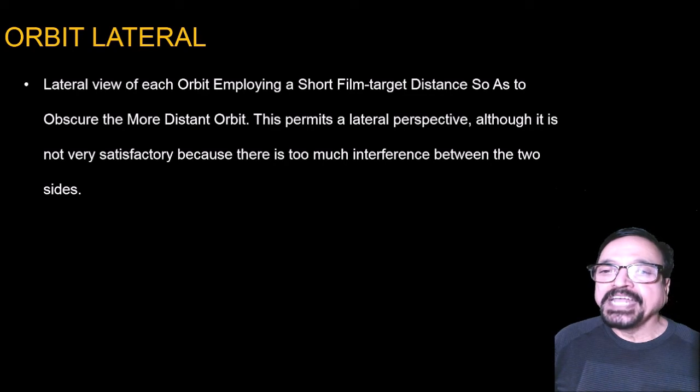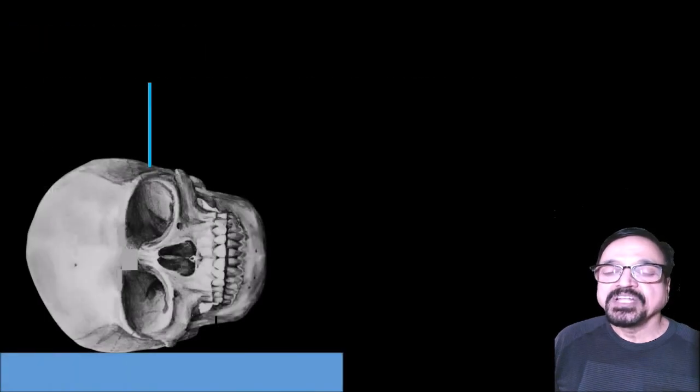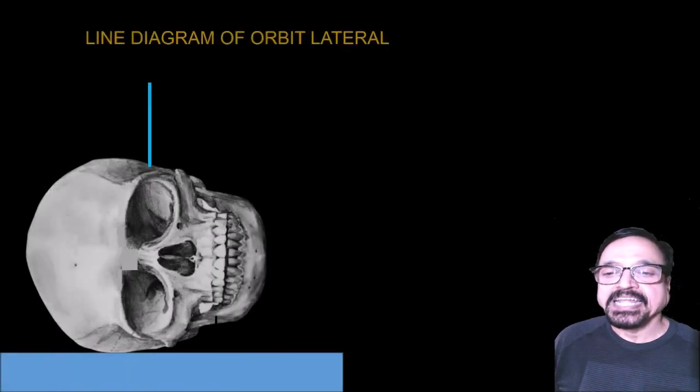Lateral view of each orbit employs a short film-target distance so that it obscures the more distant orbit. So if you reduce the distance, what will happen? The orbit which is close in contact with the cassette will come sharper and clear, and the one which is away will get distorted. This permits a lateral perspective view, although it is not very satisfactory because there is too much interference between the two sides. This is how you take it, diagrammatically.